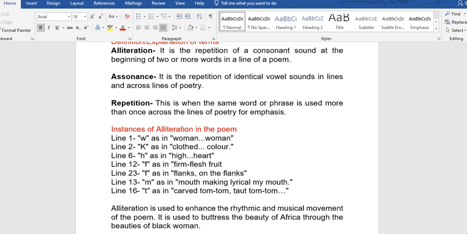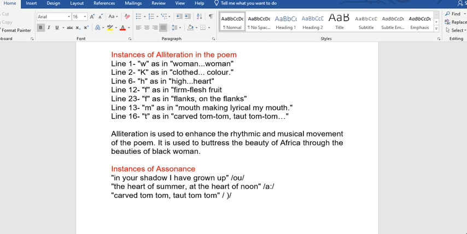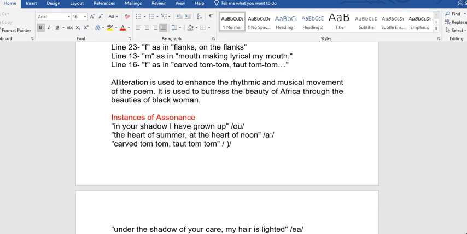Now, instances of alliteration in the poem. We need to identify where alliteration is used. We have it in line 1, as in women, women, women. In line 2, we have it as in cloth, color. Line 6, as in high, heart. In line 12, as in firm flesh, fruit. Also, line 23, as in flanks, on the flanks. Line 13, we have as in mouth, making lyrical by mouth. Also, line 16, as in cap, tom tom, tilt tom tom. Alliteration is used to enhance the rhythmic and musical movement of the poem. It is used to buttress the beauty of Africa through the beauties of the black women.